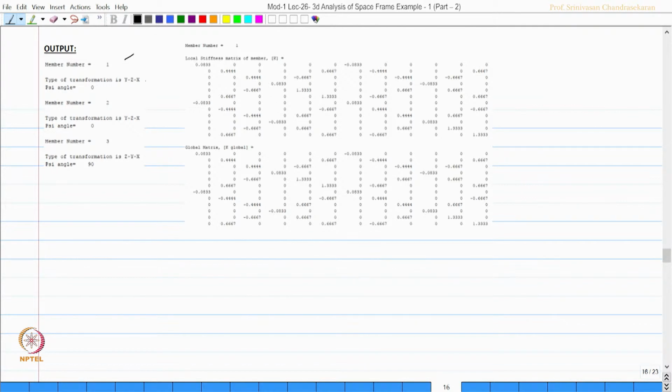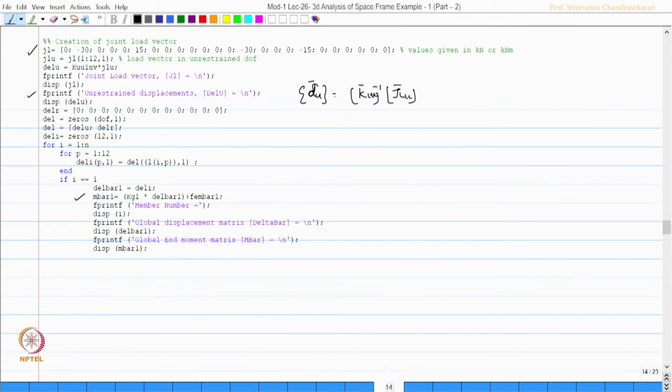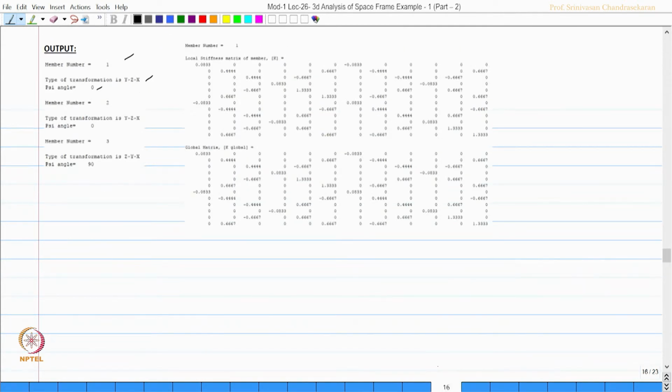Member 1 y z x and psi angle 0, you can see here member 1 we are going for y z x psi angle 0. Similarly, member 2 and member 3. So, that is my local stiffness matrix for member 1 and K bar for member 1. You know the rotation matrix for member 1 is identity. Therefore, you get exactly K local and K global for member 1 as same.